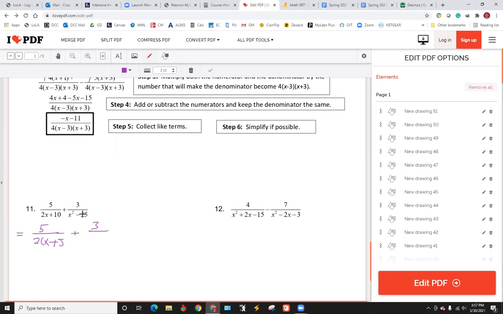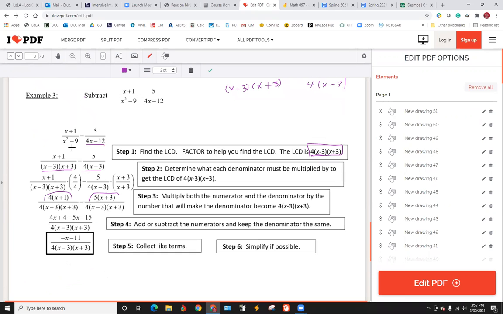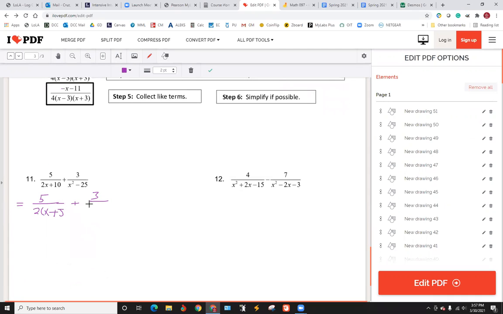In here, this is that same thing that keeps coming up. It's the difference of squares. x minus 3, I'm sorry, x minus 5, x plus 5. All right. So what is the LCD?